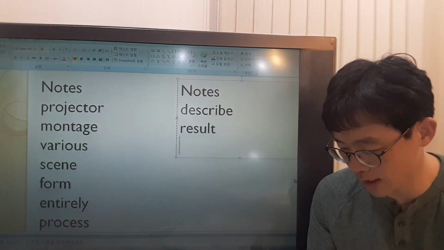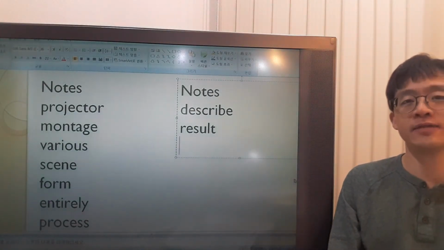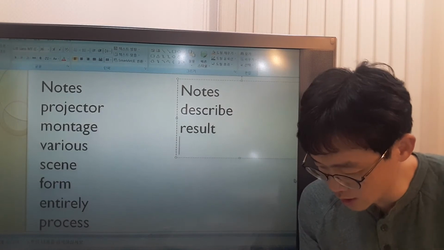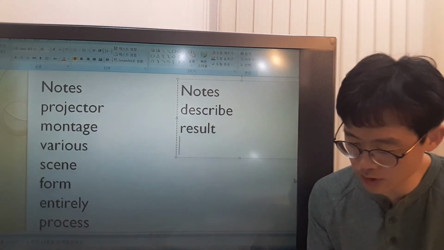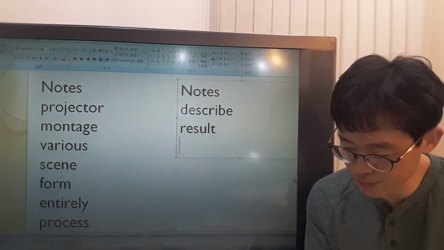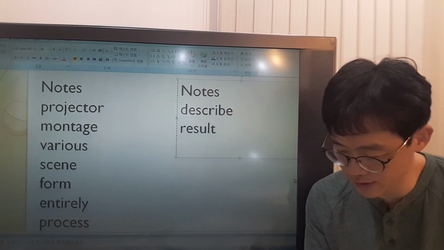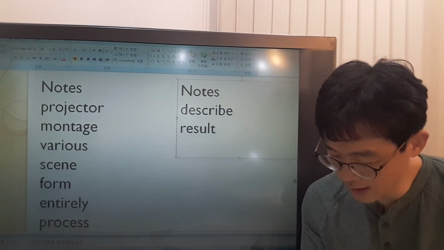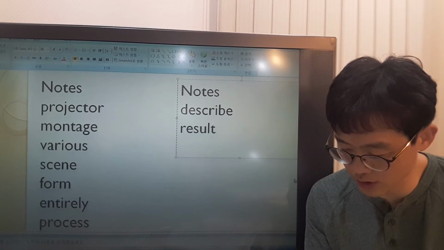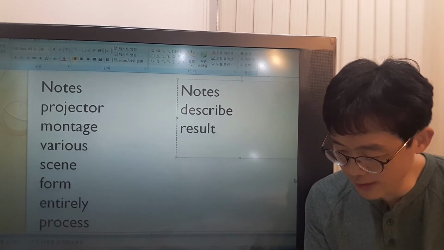Okay, what is this part about? This part is about when the technique of montage started. Okay, it was in the 1910s by Soviet filmmakers. They had the purpose of inciting the audiences. That means making them angry.